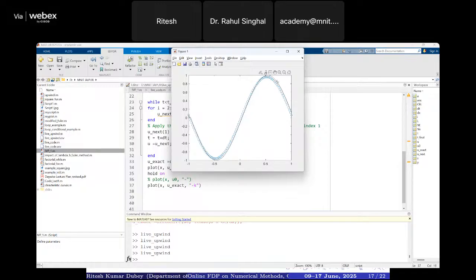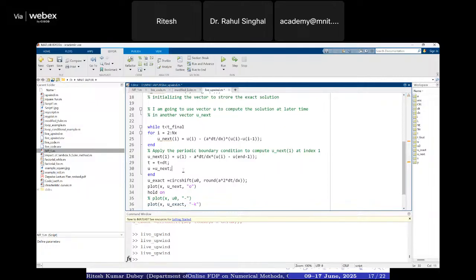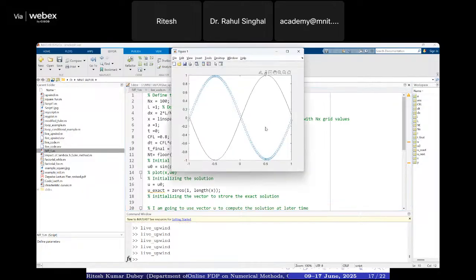So this is the solution which we are getting. The black one is the exact solution, and the dotted one is the solution obtained by the Euler method, or sorry, FTBS method, forward in time and backward in space. I can put here then, instead of this, I can put here t. So now I can change my time also. Instead of taking 2, I can take my t_final equal to 1, and I should get the solution.